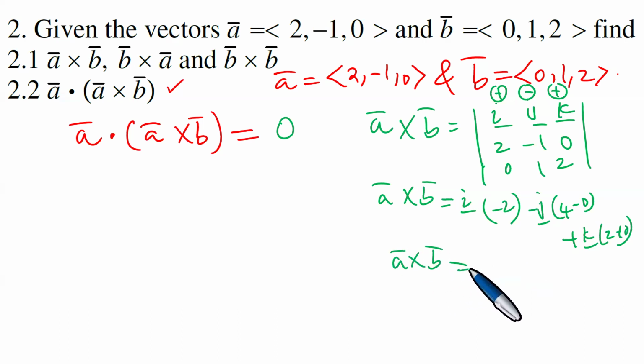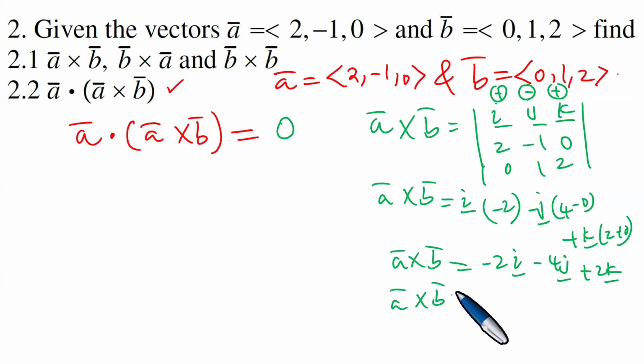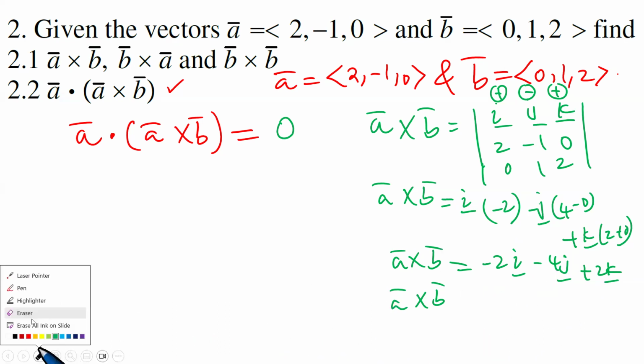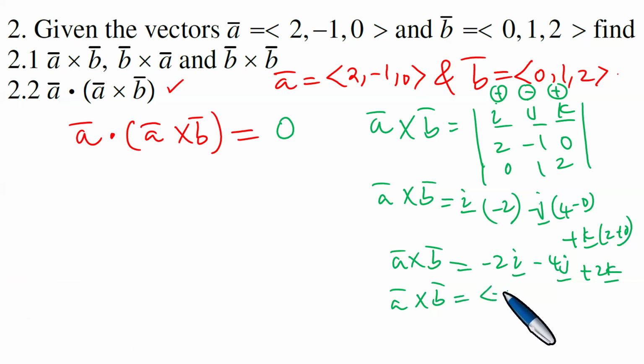So A cross B is -2i minus 4j plus 2k. We got this before, but we're just practicing here. So the vector cross product of A and B is -2, -4, and 2, like so.